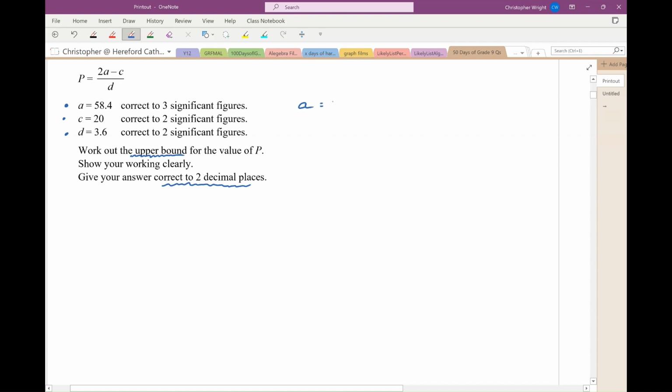So A is 58.4, and that's correct to 3 significant figures. So my upper bound is going to be 58.45, and my lower bound, 58.35. Let's have a look at C. Now, C is 20, correct to 2 significant figures. So I'm going to go 20.5 and 19.5. And then I've got D, which is 3.6, correct to 2 significant figures. So 3.65 and 3.55.